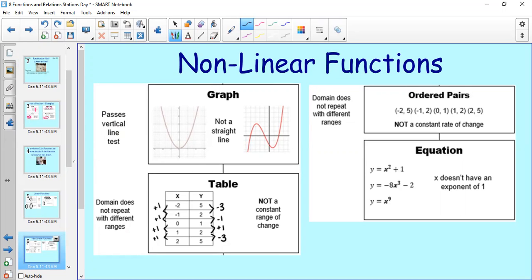So it does pass the vertical line test, but it doesn't form a straight line. That's what the graph looks like. Okay, again, in the table none of the domains repeat, so it's a function, but it's not a constant rate of change, meaning it's not linear. Okay, ordered pairs, again, none of the domains repeat, so it's a function, but in terms of a constant rate of change, our y's or our ranges were not a constant rate of change, making, again, not linear. And in the equation, anytime the exponent wasn't 1, it was nonlinear.